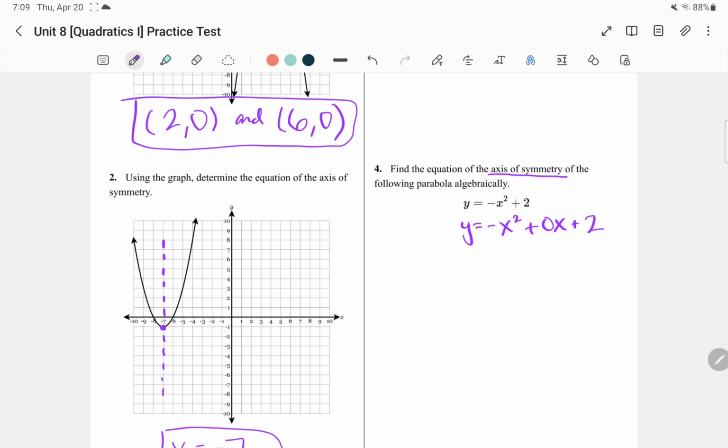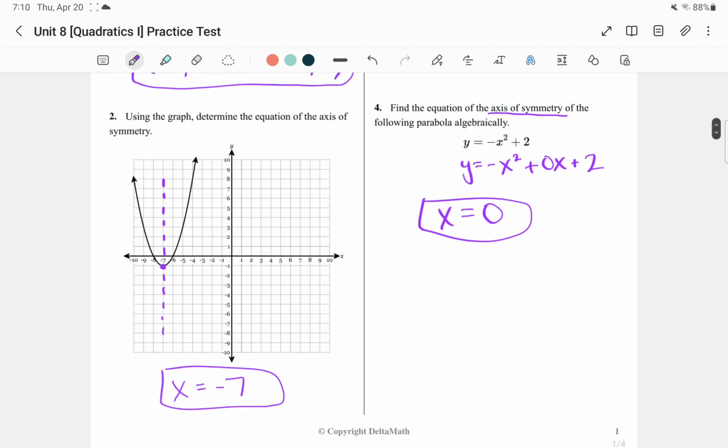And if b is 0, -b over 2a, doesn't matter what a is, 0 divided by anything is still going to give you 0. So we're going to just write x is equal to 0. There's no plugging in or a formula. You just have to know that it's going to be 0. It's going to be in the middle of the coordinate plane there. X is going to be 0. It's going to be on the y-axis.